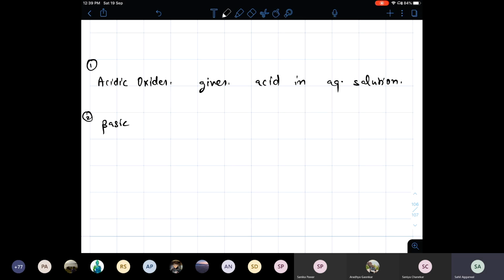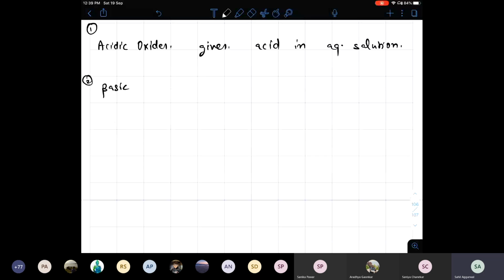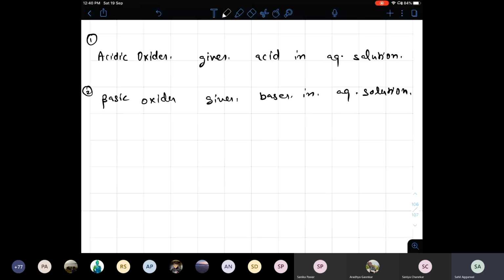When that oxide reacts with dilute acid, it gives NaCl. Sanika, which acid are you talking about? It's a basic oxide you are talking about, right? That's correct. Yes, sir. Basic oxides give bases in aqueous solution. Okay.